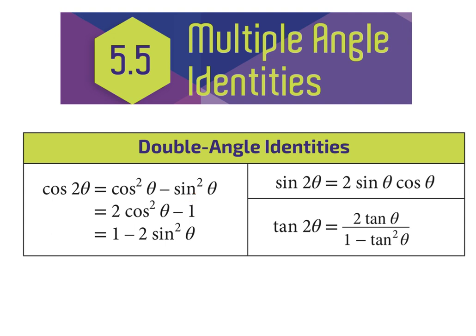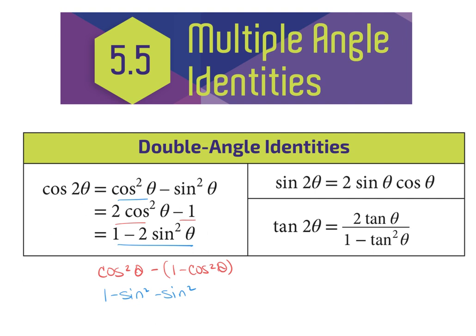If I were to write this out, we start with cosine squared minus, and instead of sine squared, we're going to say 1 minus cosine squared from Pythagorean. Distribute your negative, you're going to get 2 cosine squared and a minus 1, all right? Then to get the next one, they replaced the cosine squared with 1 minus sine squared. So they rewrote it, 1 minus sine squared minus sine squared, and you can see you get 1 minus 2 sine squared, all right?